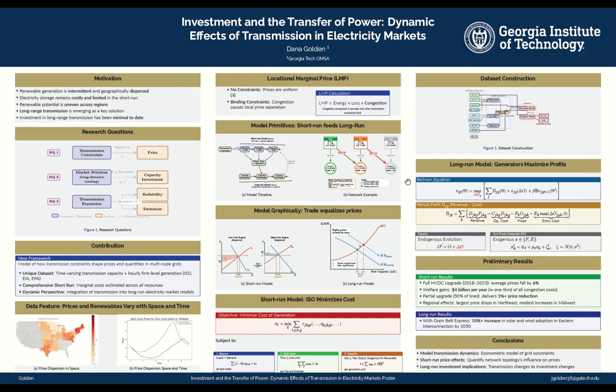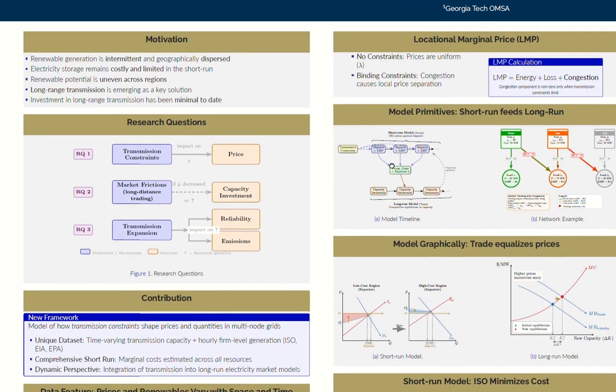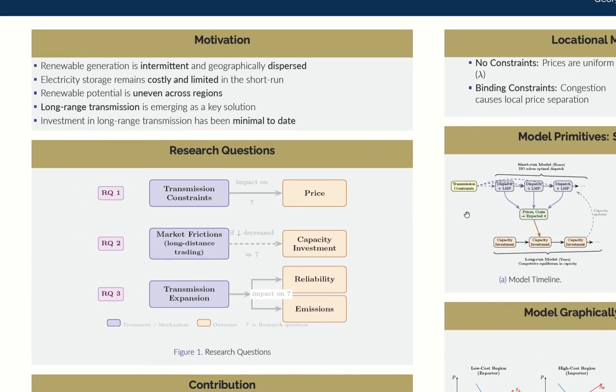Today I'm going to be talking about my work, "Investment and Transfer of Power: Dynamic Effects of Transmission in Electricity Markets." My work focuses on the impacts of transmission expansion. Renewables are very dispersed around the country, so there are a lot of solutions for that, the main one being transmission, sending more electricity from one place to another, but long-distance transmission has been minimal to date.